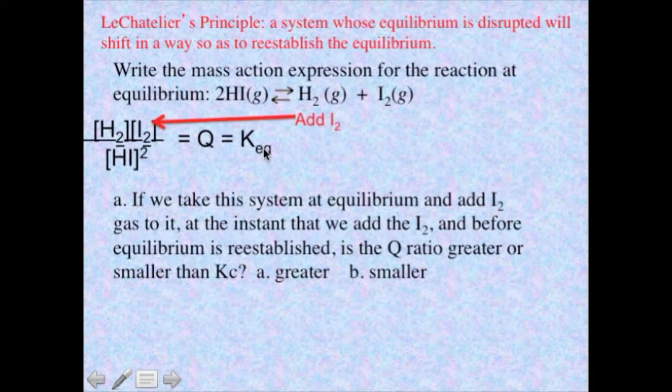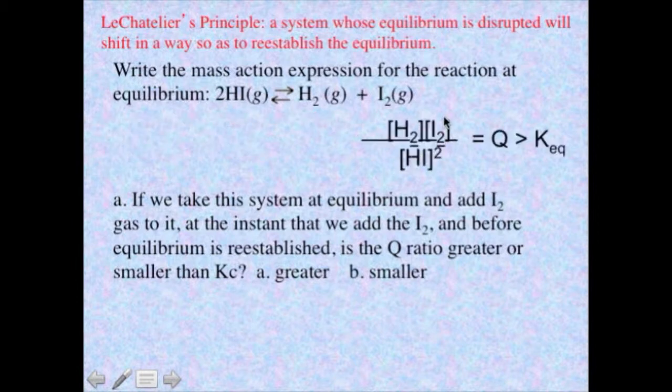Now, if we take this system at equilibrium and we inject iodine gas into the system, so we add iodine to this system. At the instant that we add the iodine and before equilibrium is reestablished, is this Q ratio going to be greater or smaller than KEQ, the equilibrium constant? Of course, with the numerator growing, because you've injected iodine gas, Q now becomes larger than KEQ.